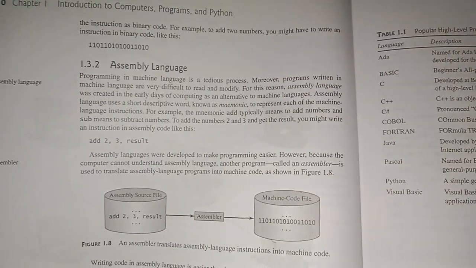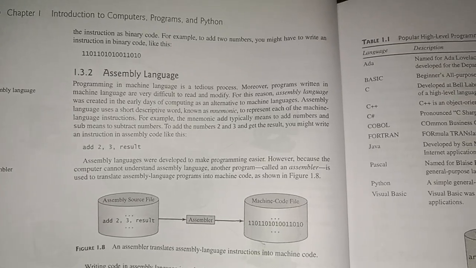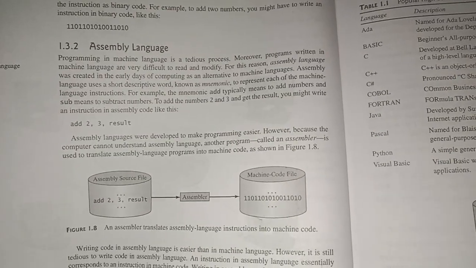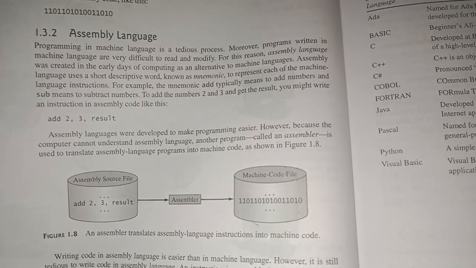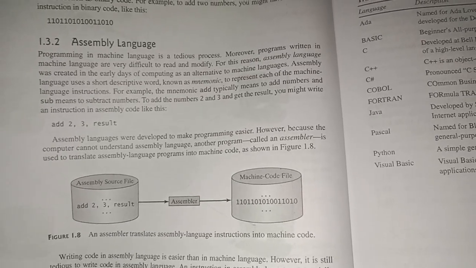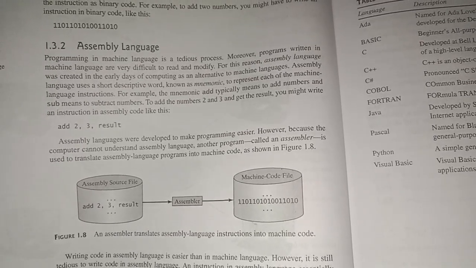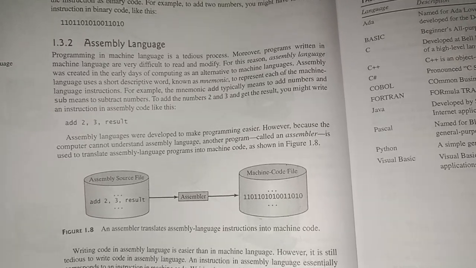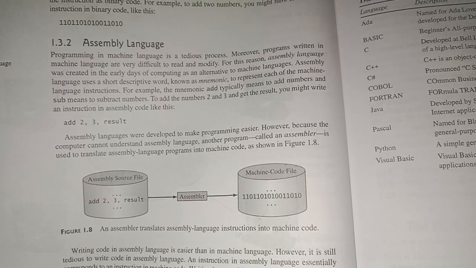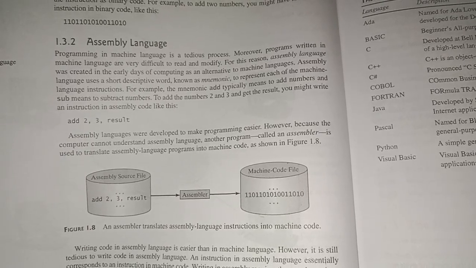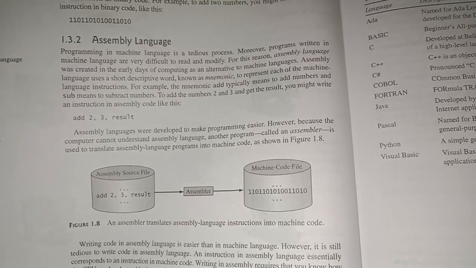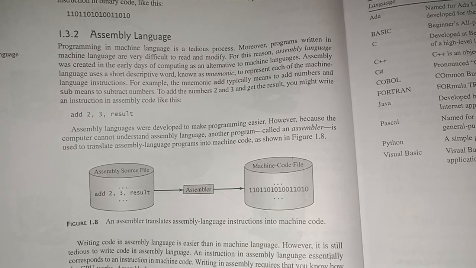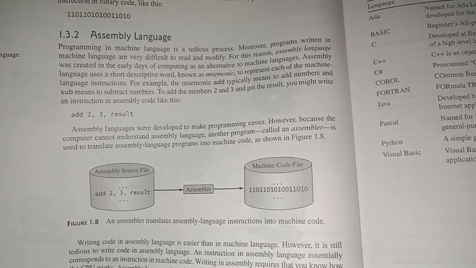Assembly language. A program in machine language is a tedious process. Moreover, programs written in machine language are very difficult to read and modify. For this reason, assembly language was created in the early days of computing as an alternative to machine language.